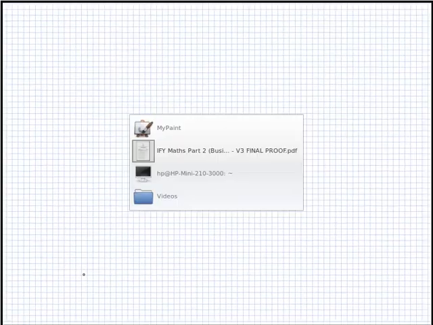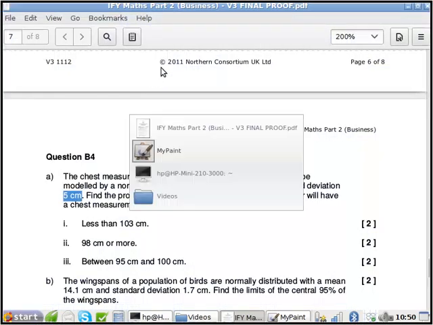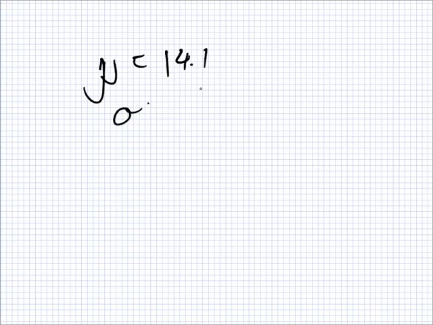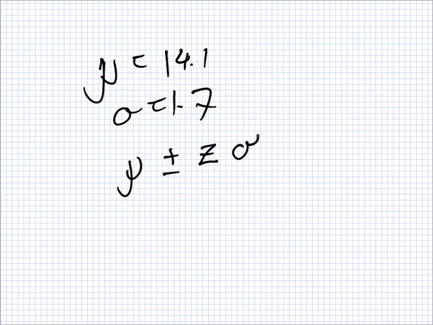Next part now is the confidence interval. The mean is 14.1 and the standard deviation is 1.7. Do you remember how to get the confidence interval? Yeah. Plus minus. It'll be mu, or the average, plus or minus z times the standard deviation. There were 3 values I said which were most common, and in fact I said 95% was the most common. So of all the values you should remember the 95% confidence interval because it's 1.96.